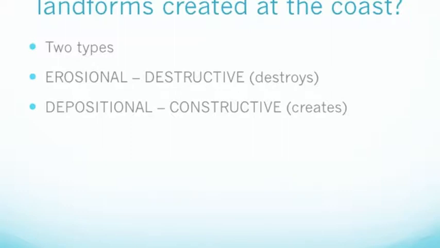So now on to the second question. How are distinctive landforms created at the coast? So there are two types of coastline. You have your destructive coastlines and your constructive coastlines, so it depends what type of waves you get at each one.